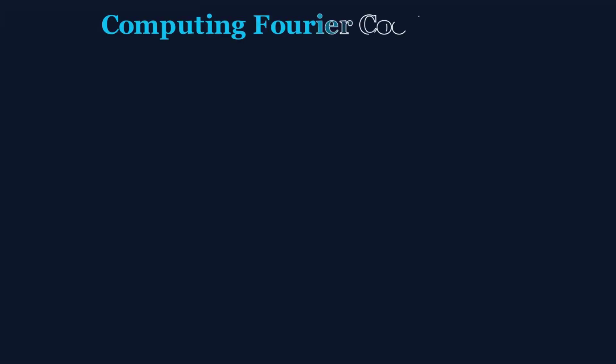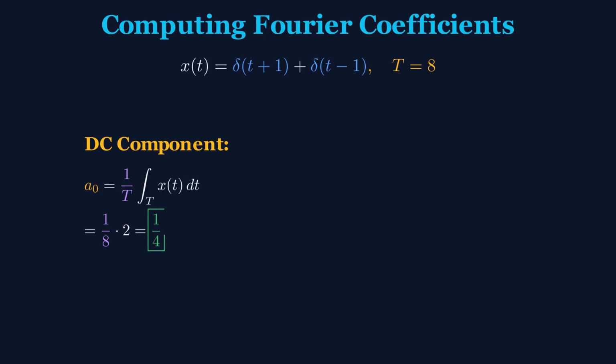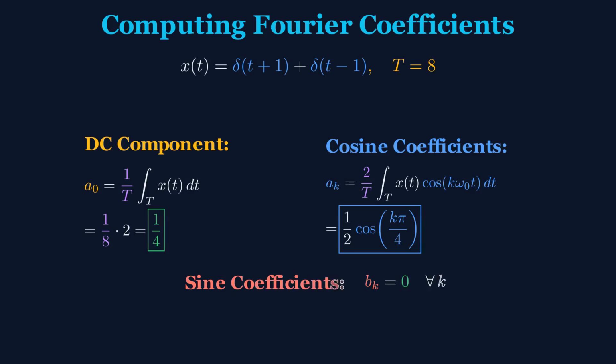Starting with a0, we integrate the signal over one period and divide by T. Applying the shifting property of the delta function, a0 equals 1/8 times 2, which gives 1/4. For ak, we integrate x(t) times cosine k omega 0 t. The shifting property extracts the cosine values at t equals minus 1 and t equals plus 1. Since cosine is even, both terms contribute equally, giving ak equals 1/2 times cosine of k times 2 pi over 8. For bk, the sine terms cancel because the signal is even, giving bk equals 0 for all k.